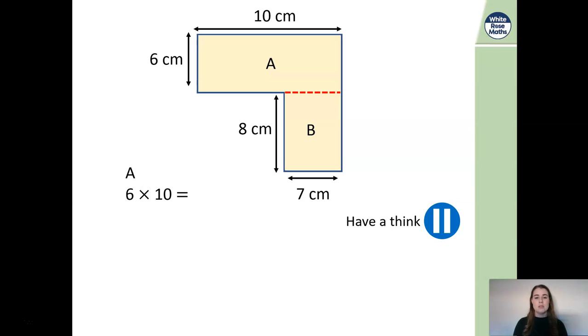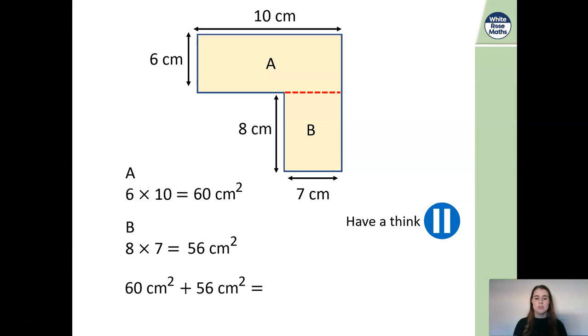So what we could do is we could start off with rectangle A. We know that 10 multiplied by 6 is 60 centimetres squared. For B, we have both of the measurements that we need. 8 times 7 is going to give us 56 centimetres squared. In order to work out the area of both, all we have to do is add them together, and our answer is 116 centimetres squared.